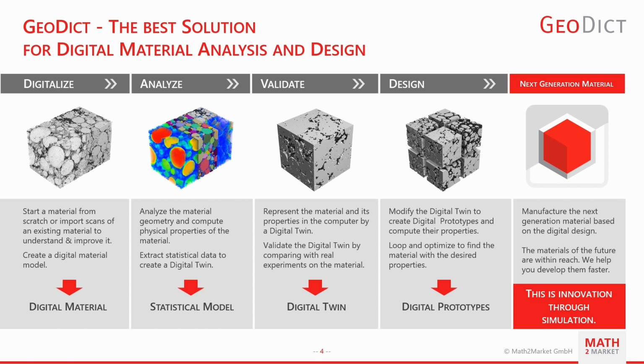If one understands the material's geometric properties, one can create a statistical digital twin. Having this twin, one can start to design or engineer a next-generation material with improved properties. In this way, Geodict can help to design improved materials faster and cheaper. This workflow will aid me now as guideline to walk you through the technology highlights in Geodict 2023.